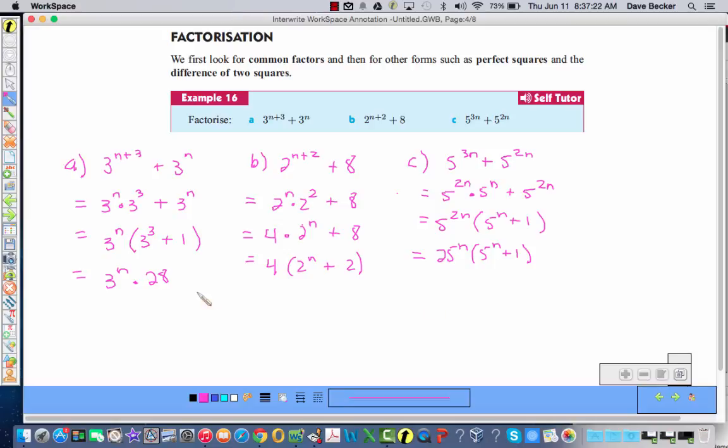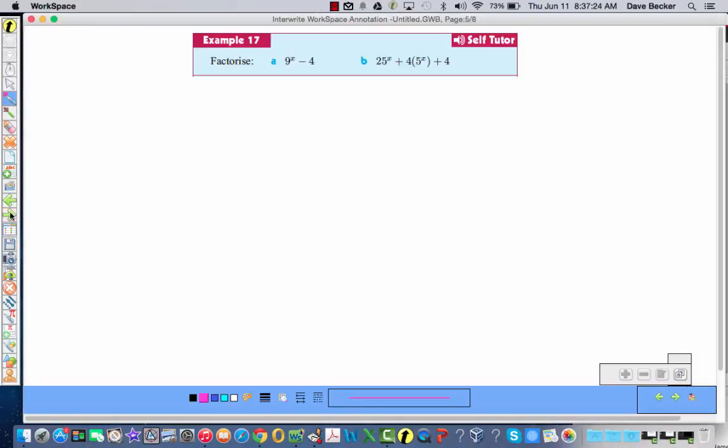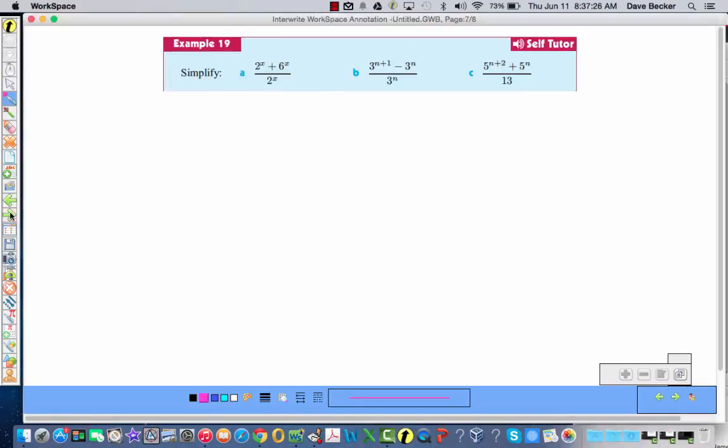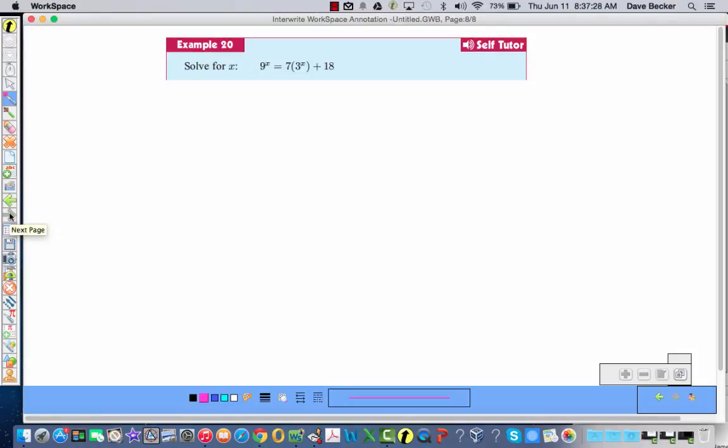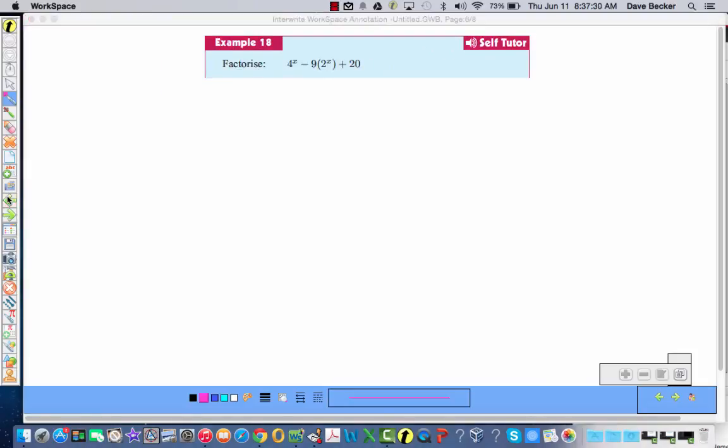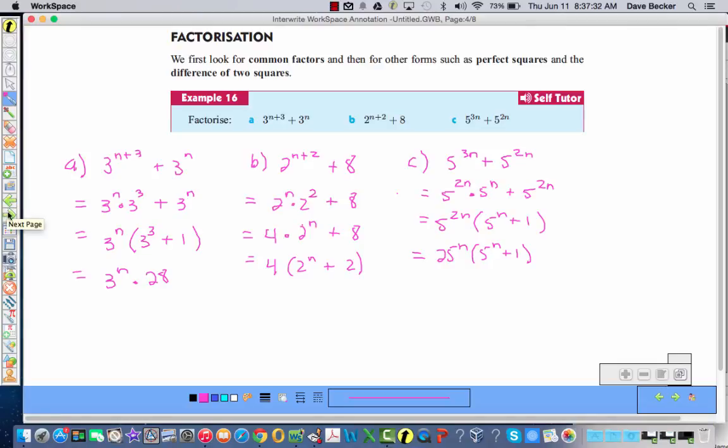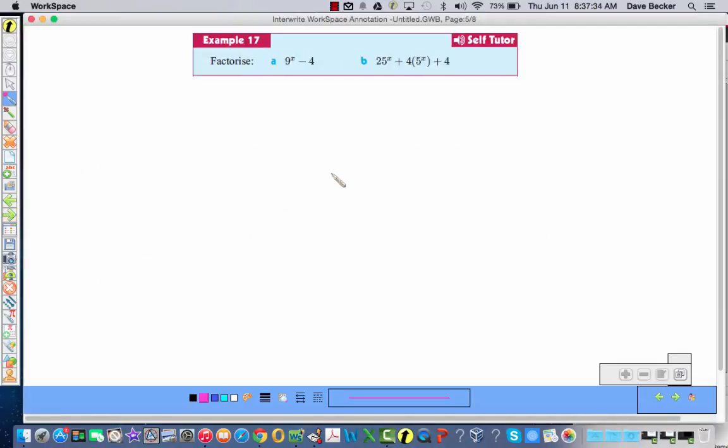Okay, so let's see what next and decide if we're going to, yeah, I think we'll do one more and save those last three for the next vid. Okay, so we're supposed to factor 9 to the x minus 4. Okay, well, that is the difference of two squares, boys and girls. 9's a perfect square and 4 is a perfect square. So let's just rewrite this for a second.